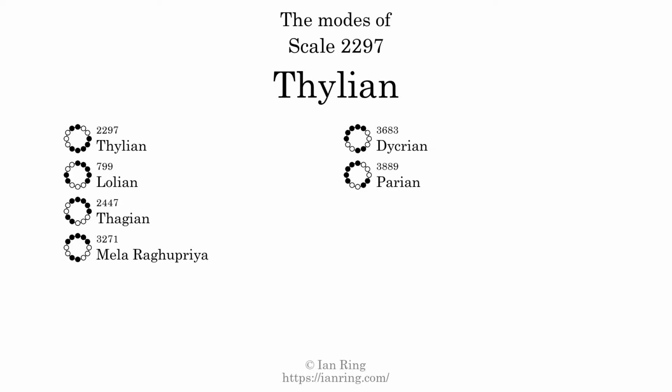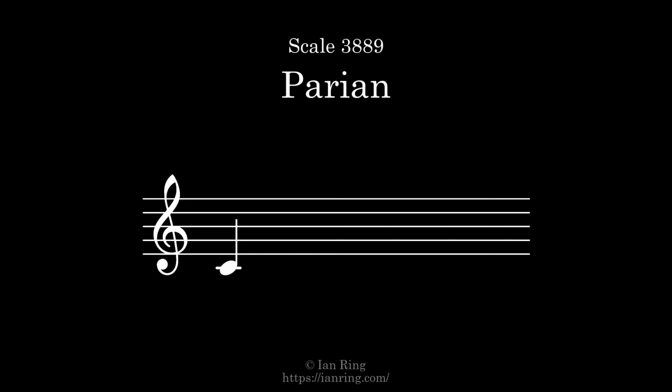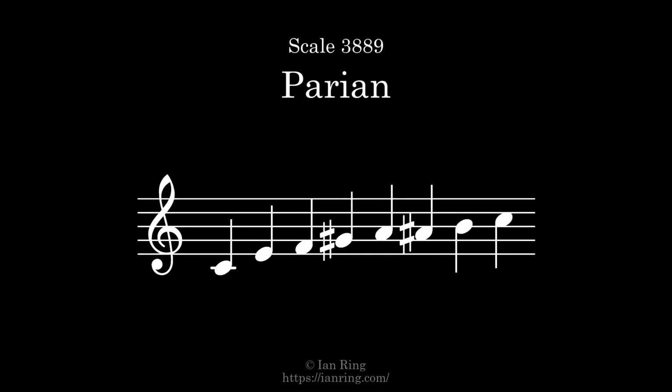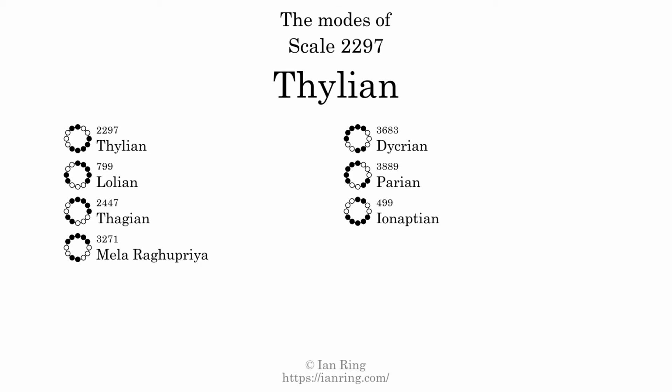The sixth mode is scale 3889, also known as Parian. It sounds like this. The seventh and last mode is scale 499, also known as Ionaption. It sounds like this.